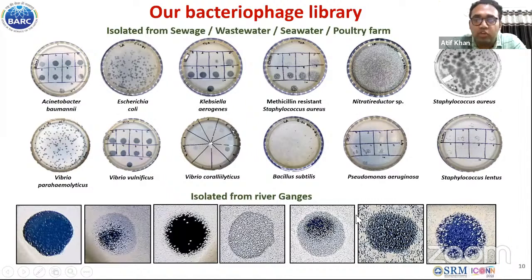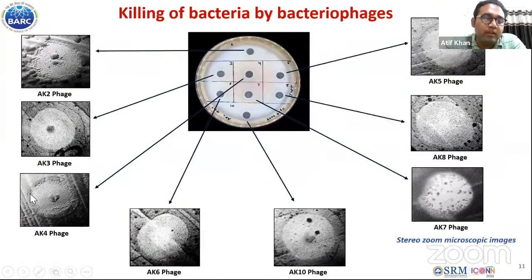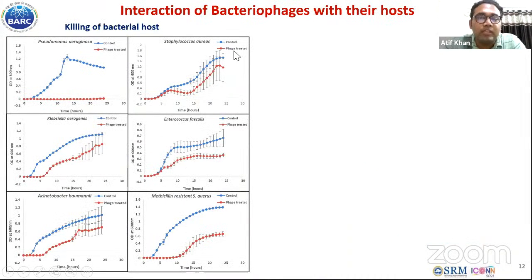So these are some stereo microscopic images we have seen. We have found that at the region of spotting, there is a complete clearance of the bacterial lawn compared to the surrounding area. So we have also studied the interaction of these phages with the bacterial host and found that all the bacteriophage-treated samples showed a 30 to 40% decline in growth compared to the control, where bacteriophages are not present. So there is a 30 to 40% difference in phage-treated samples.